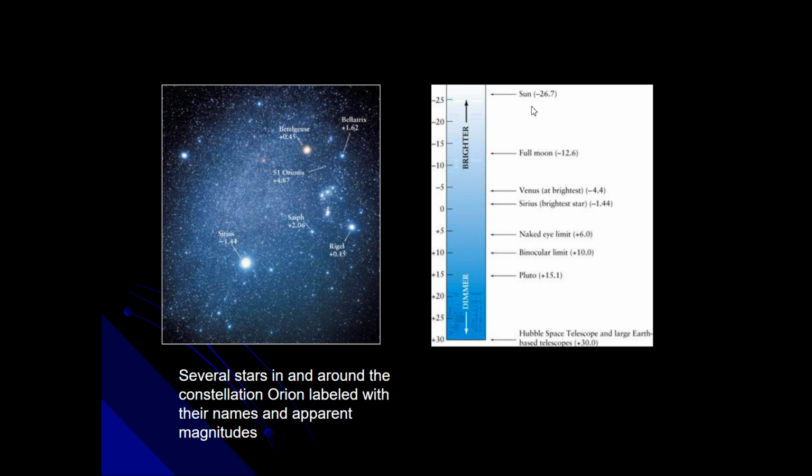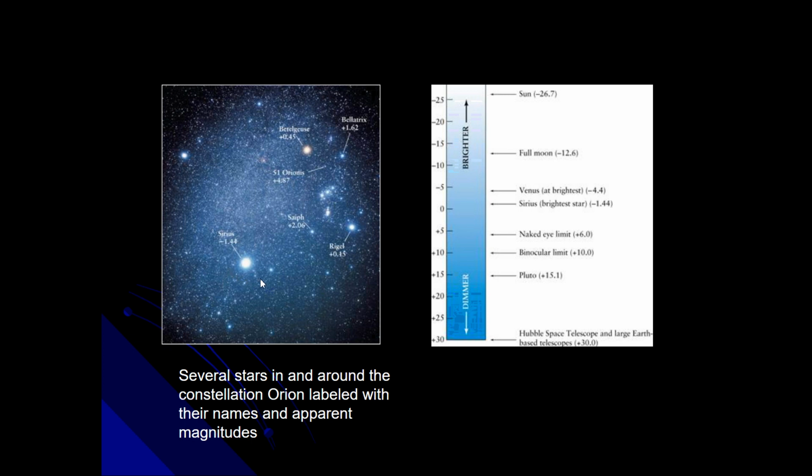So here you can see the brightest object we have in our sky is negative 26.7. That's our sun. A full moon is negative 12.6. Sirius, which is right here, is negative 1.44. Our eye's limit is plus 6.0. Anything dimmer than plus 6, we can't see.